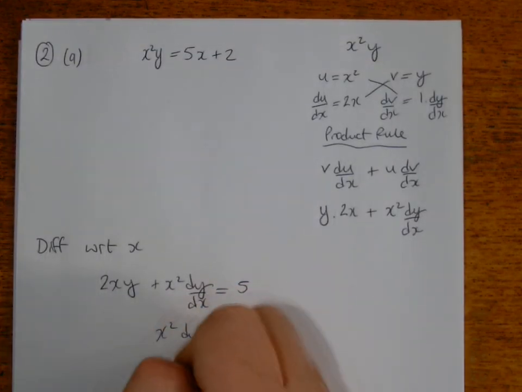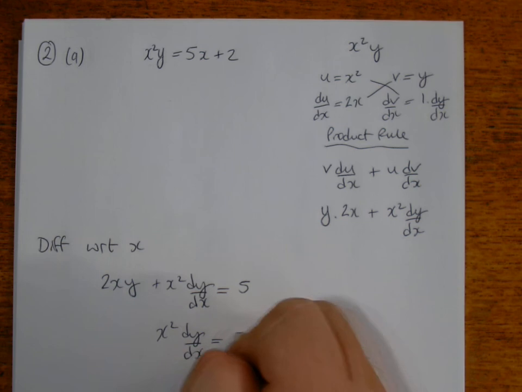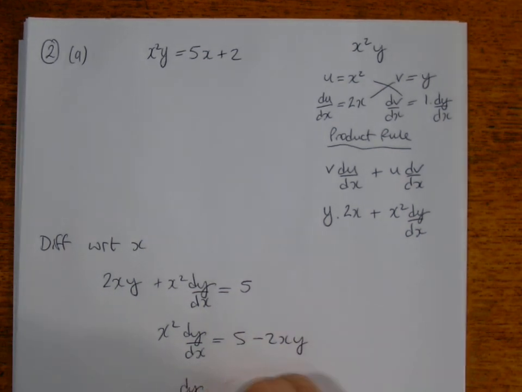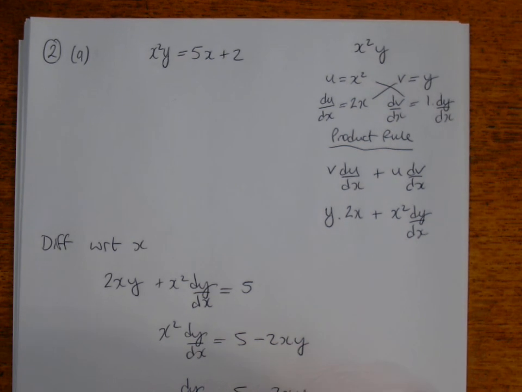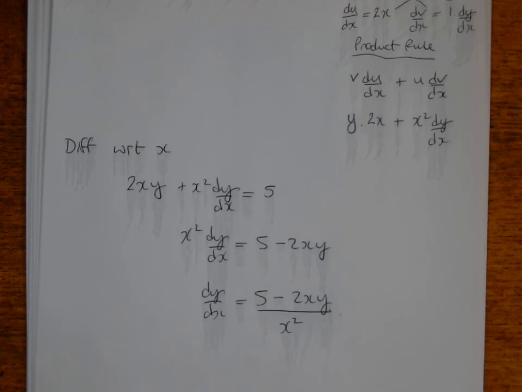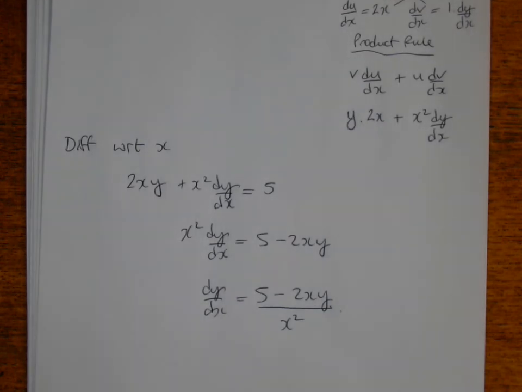So I've got this. Get all the terms that don't belong to dy dx onto the other side. So dy dx will be 5 minus 2xy, take that over and divide. So there's my answer here. So I've got 5 minus 2xy all over x squared.